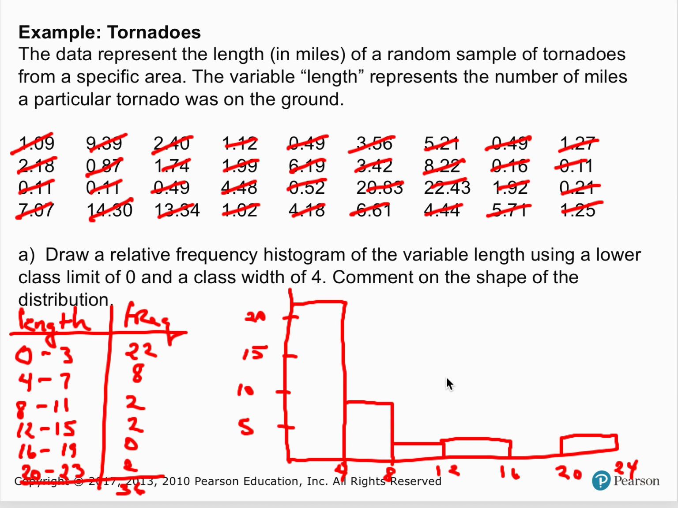Comment on the shape. Skewed right. Right? Not normal. Skewed right. However, look, we got 36 records, 36 samples. So we're good. But still, if I didn't have 36 samples and I did this distribution, nope.